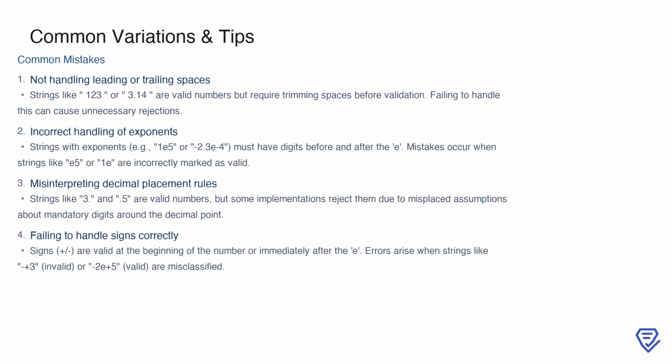Finally, handling signs correctly is critical. Positive or negative signs are valid at the start of the number or immediately after the E, but invalid inputs like -+3 should still be rejected, while valid ones like -2e5 need to be accepted. Misclassifying these can lead to subtle bugs in your implementation.